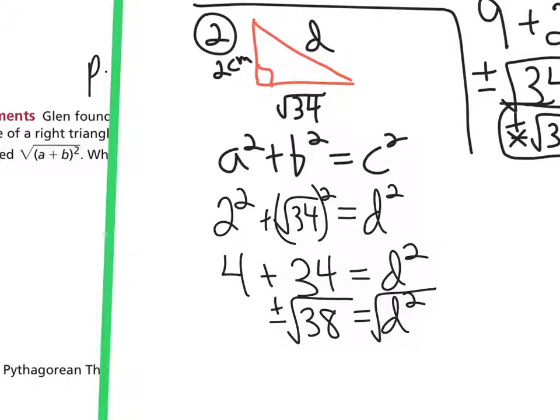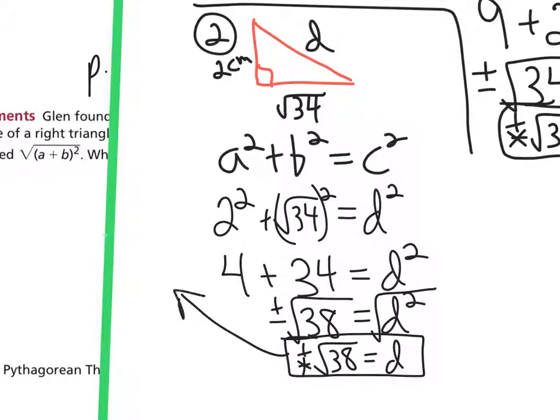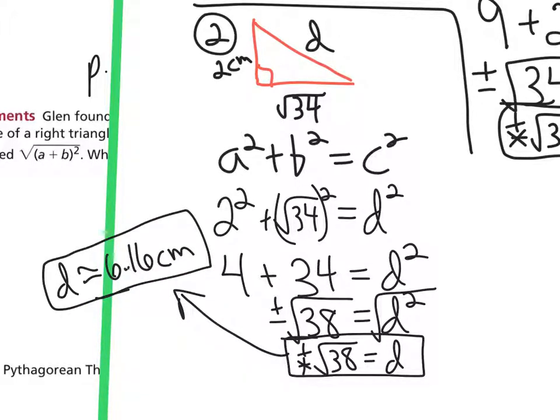Take the square root. Technically we put plus or minus, although as always our distance can't be negative. So the exact answer would be the square root of 38. If I told you something's square root of 38 long, that probably has no meaning to you whatsoever. And also the directions here said round to the nearest hundredth. So if you work that out and round that off to the nearest hundredth, then that is about 6.16 centimeters.